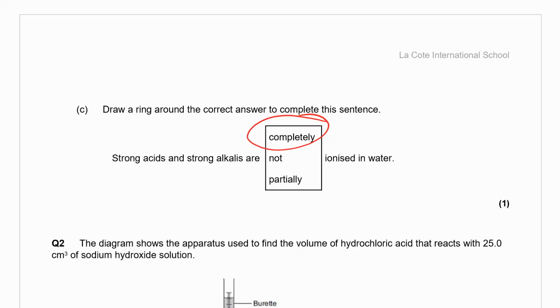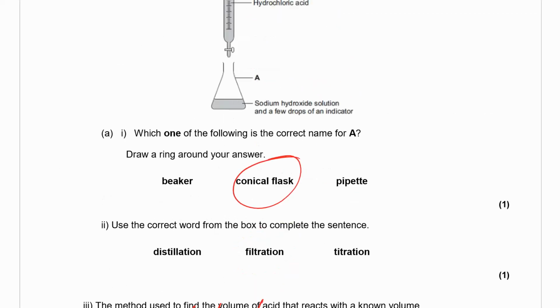Next one, draw a ring around the correct answer to complete the sentence. So strong acids completely ionize, or you could also use the word, in a different question, obviously not in this question, dissociate. So strong acids completely dissociate.